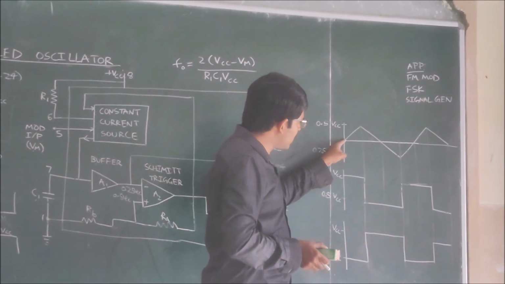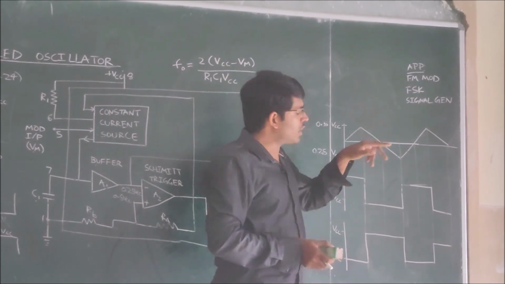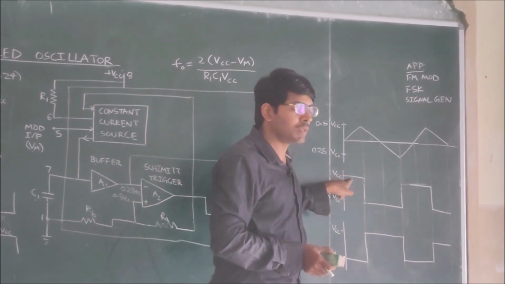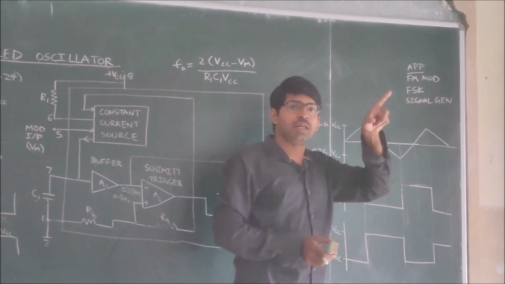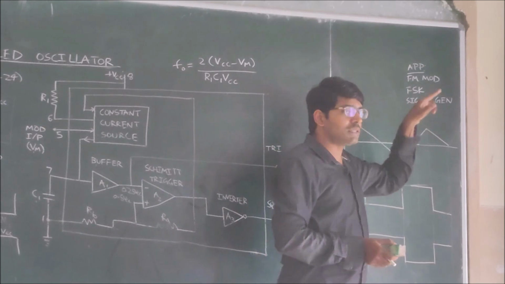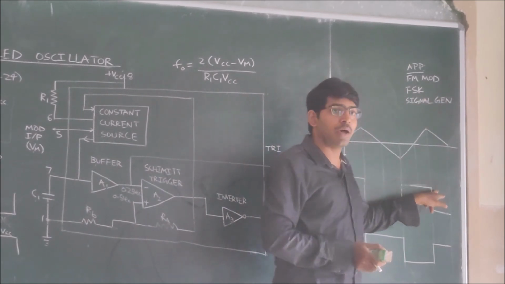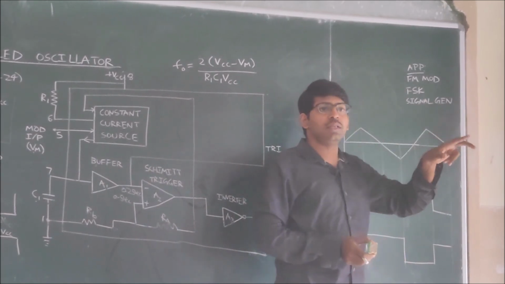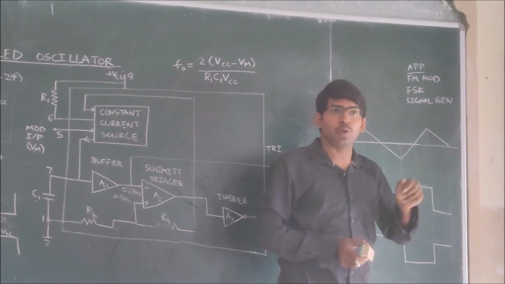So here the capacitor is charging. That's why the output will be high. Here the capacitor is discharging. That's why the output will be low. Again the capacitor is charging, output will be high. Again the capacitor is discharging, output will be low.